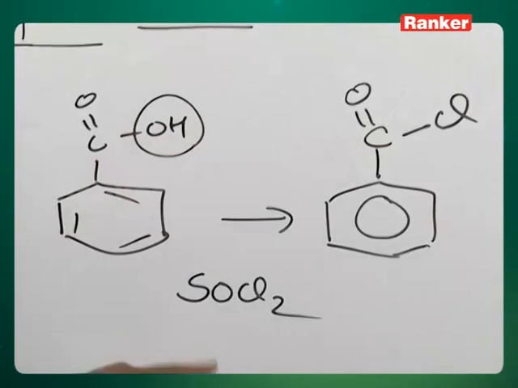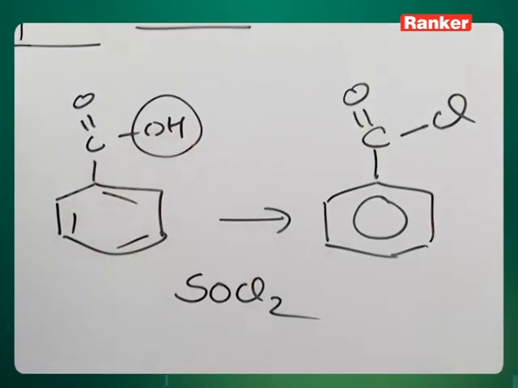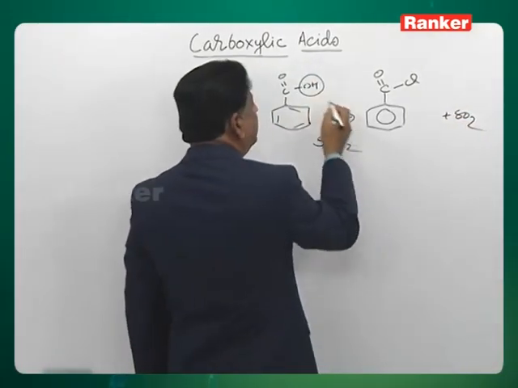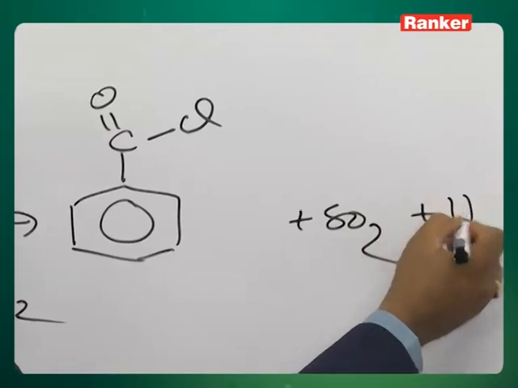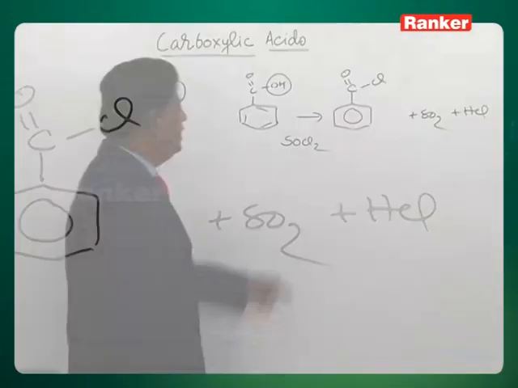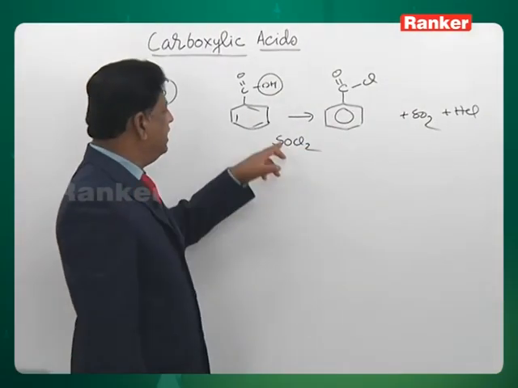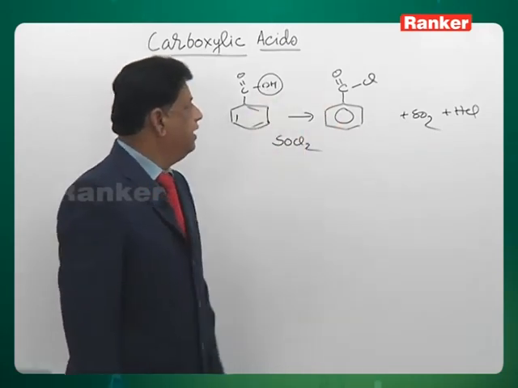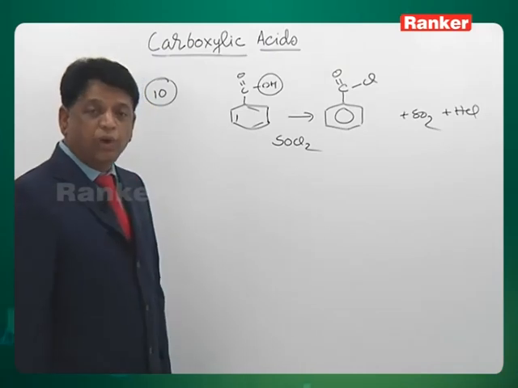SOCl2 is called thionyl chloride. This reacts with this one, giving SO plus O becoming SO2 as a byproduct, and one Cl comes with H and HCl will be formed. And this is a balanced equation. H and Cl give HCl, and SO and O become SO2. The Cl will replace the OH and you will get benzoyl chloride.